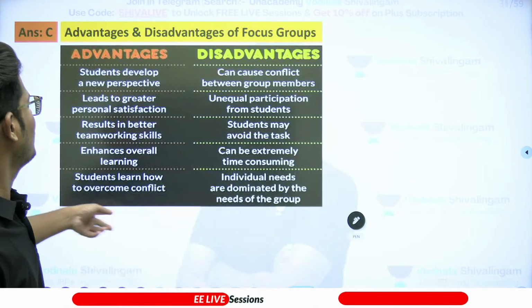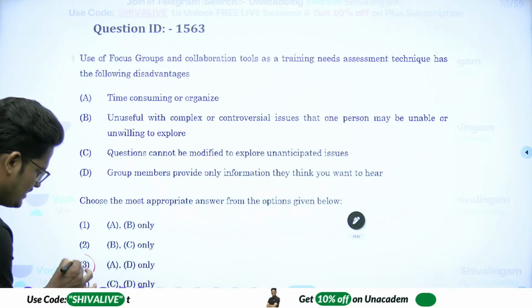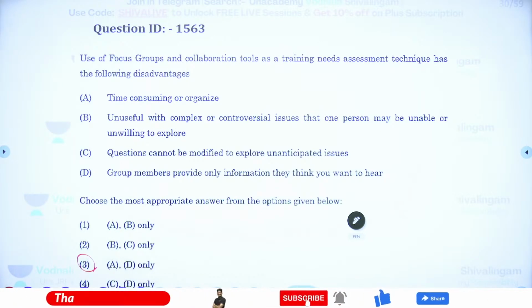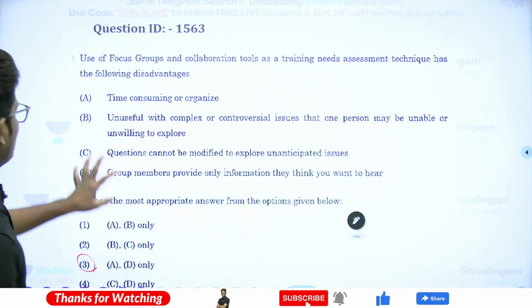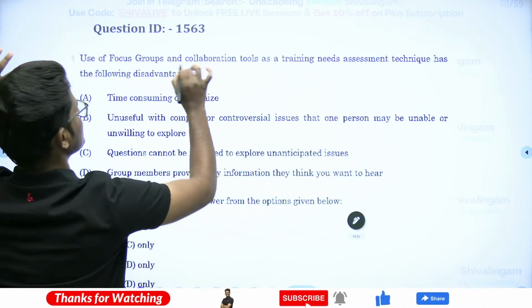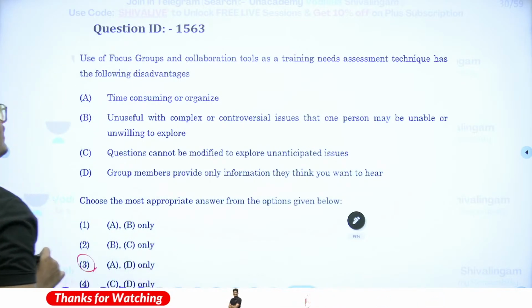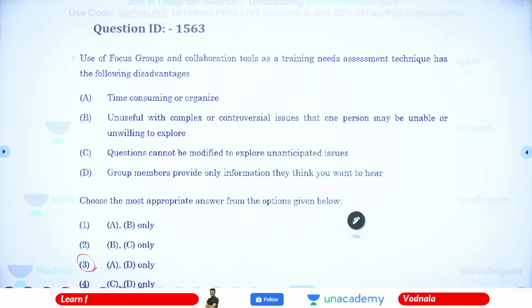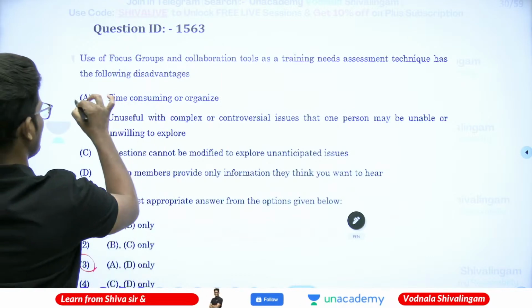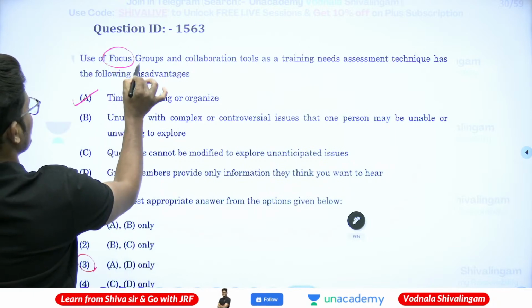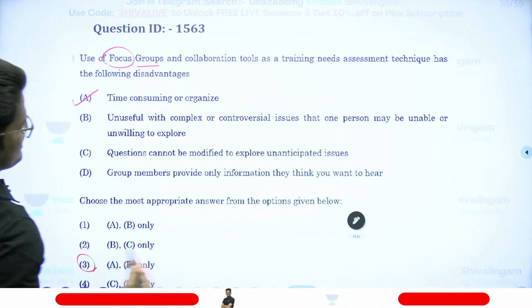So option C is the given answer. A and D is the correct answer. So use of focus groups and collaboration tools as a training needs assessment technique has the following disadvantages. Time consuming. Here we are using focus groups and collaboration with others.